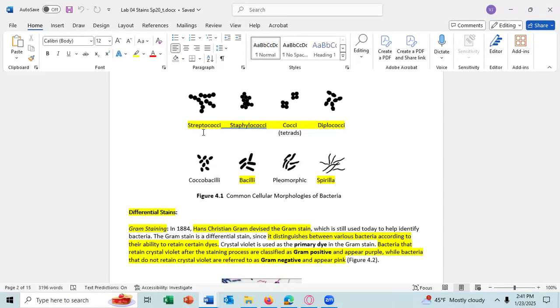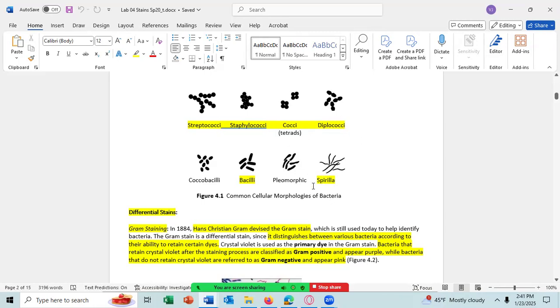There's also eight cocci stuck together, and I'm not seeing that here. I imagine it's shown later on in this lab. You also have bacilli, and there's bacilli shown there. You can have spirilla, and these are cells shaped like an S. Those are those there.